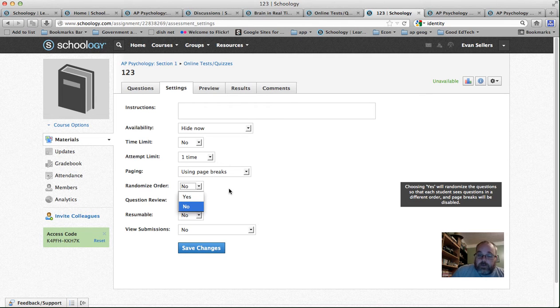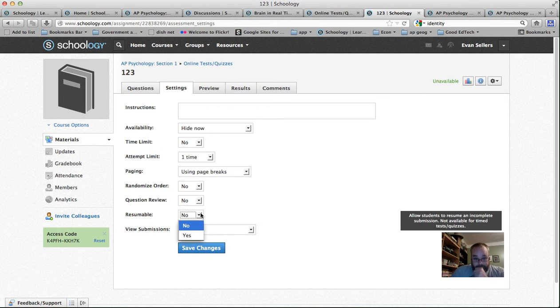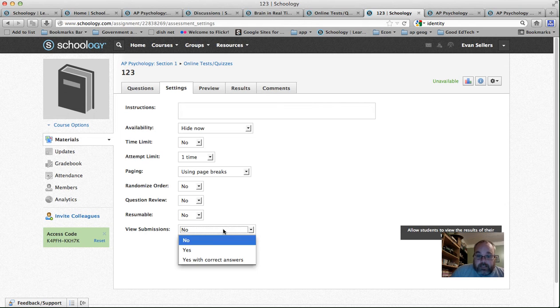So if you're using a multiple choice type test, you don't have to worry about students in a computer lab looking at someone else's screen because they never have the same question. Even if they have the same question, they don't really have the same answer, at least the answer choices are scrambled. So resumable, you can make it where they can stop and start again. You can have it where they can see their submissions and then check what their correct answers were. Now, that's great.